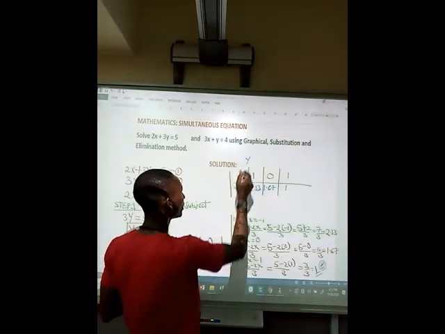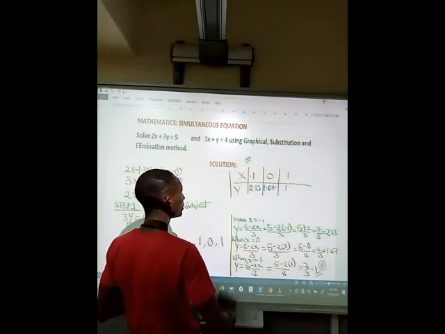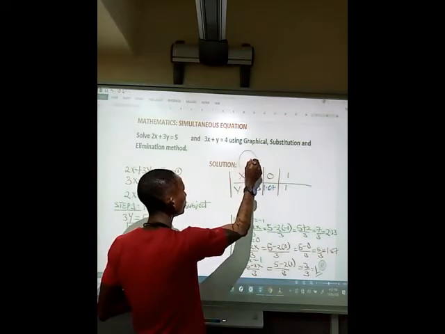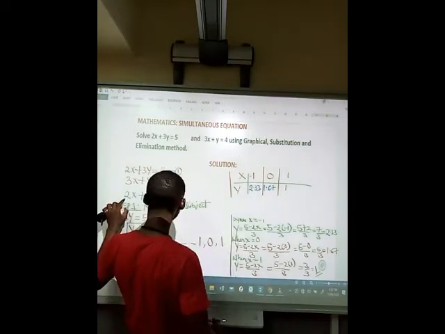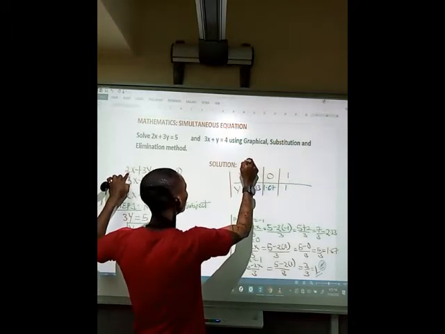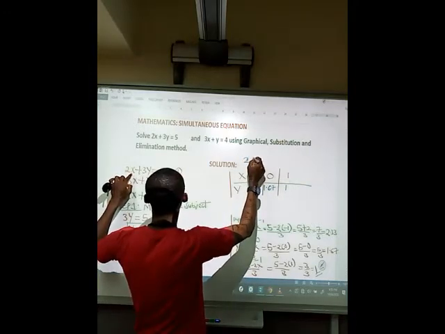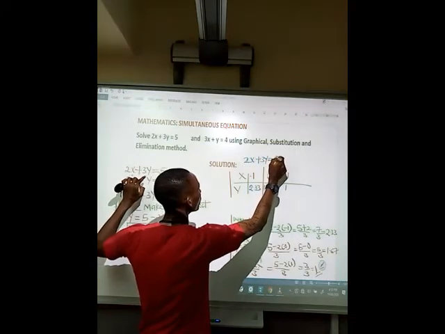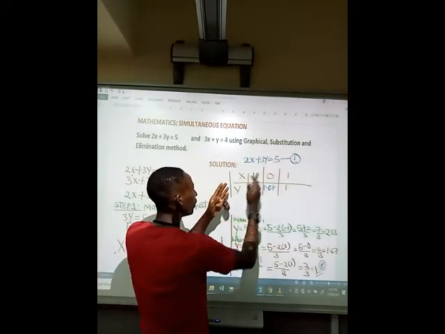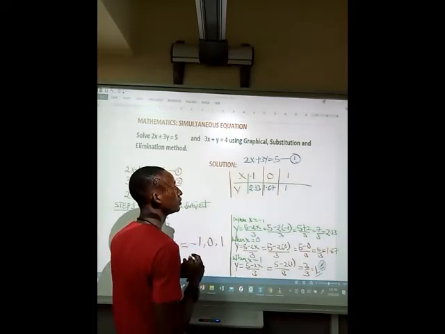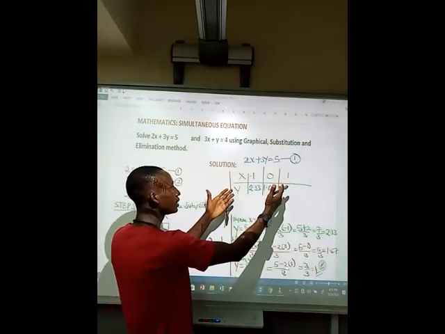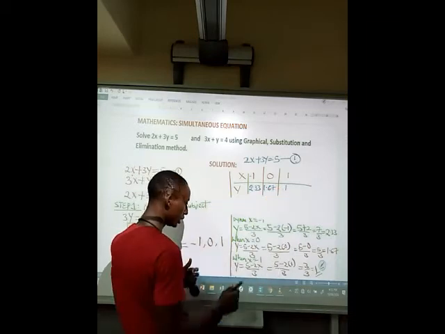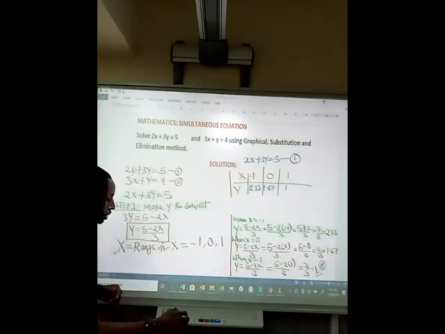Or you say that it is for equation 1, which is 2x plus 3y equals 5. So this particular table is for this equation. Now that we have been able to draw this table, let's move to the second equation.